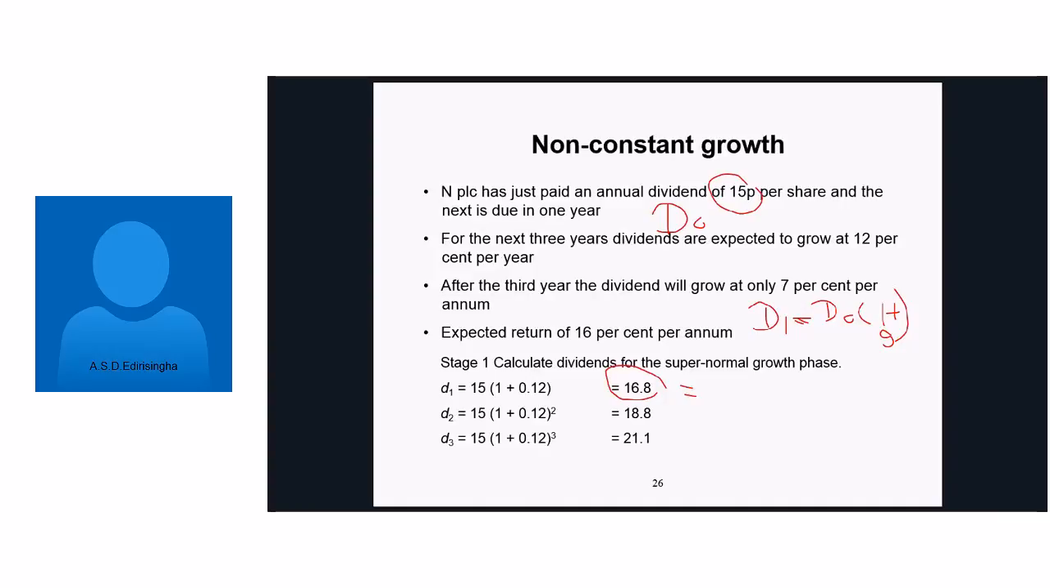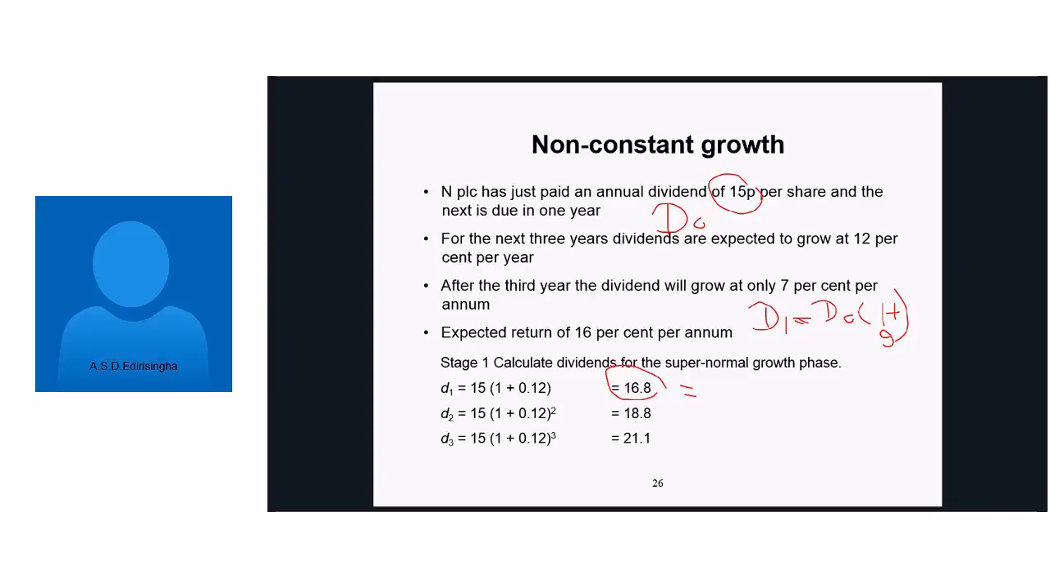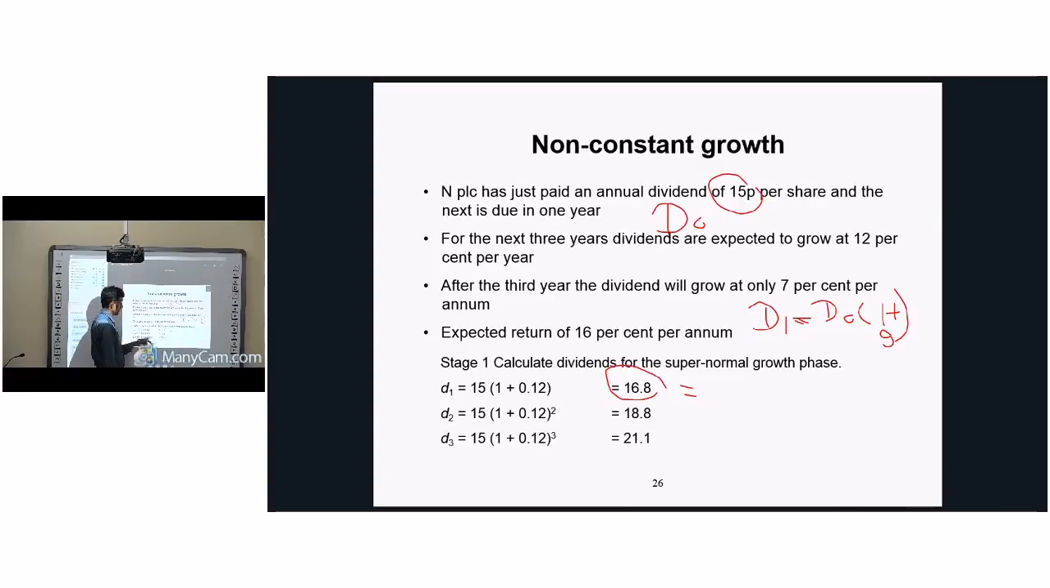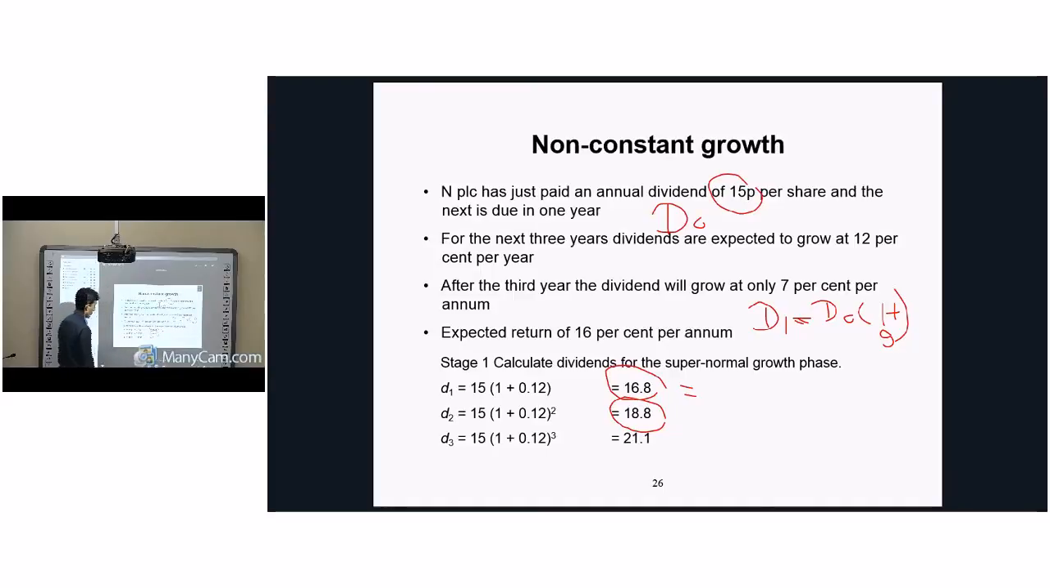And what is D2? That means twice, the growth rate is twice. If that is the case, D0 is this 1 plus G to the power 2. So it's going to be 18.8. This is year 2. Year 3, 3 years, 21.1.